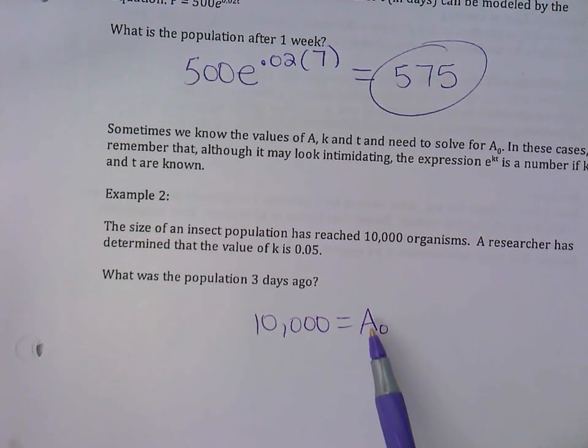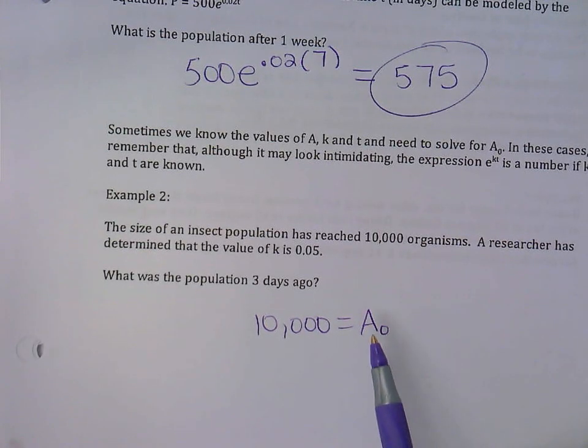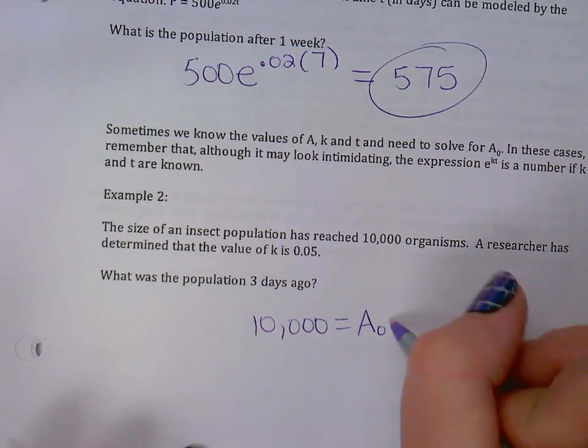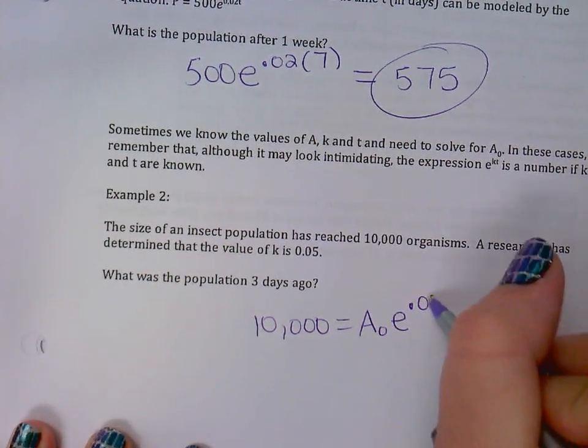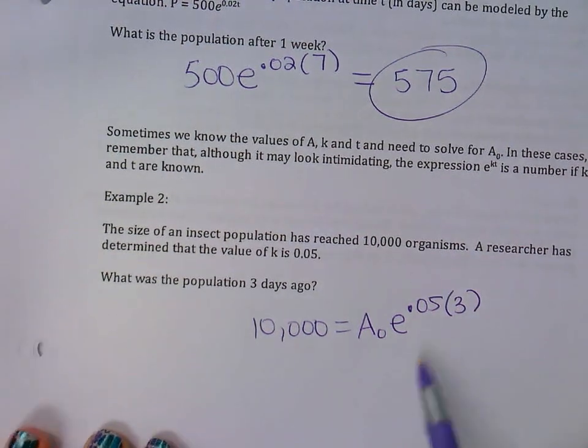So this constant just stands for initial population. It doesn't mean plug in 0. 0 is not the number. The 0 is just a subscript. And we know that the k value is 0.05, and we know that it's been 3 days.